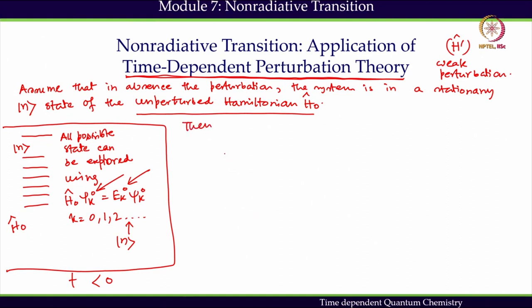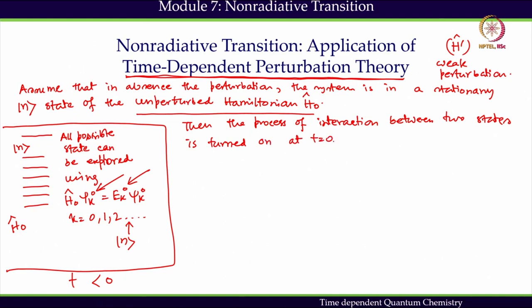Then the process of interaction between two states is turned on at t equals 0. And what are the two states? The two states which are available. Here I have some states which are available. So n state, let's say I'll erase all the states. I do not need all these states. This is just for information.